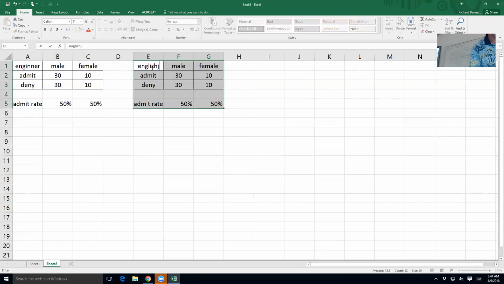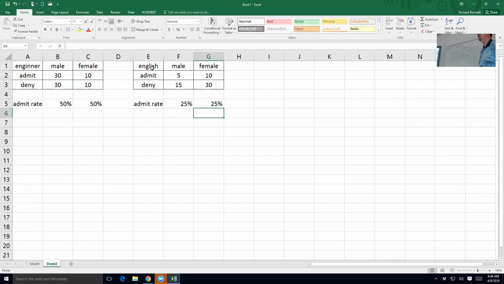So they go to the English department and they say, what are you doing? You must be discriminating, right? So in the English department, they had 5 men that were admitted. They had 15 that were denied. What is that admit rate? 5 out of 20 is 25%. Then they said there were women, there were 10 women admitted, 30 denied. What's the admit rate? 25%.